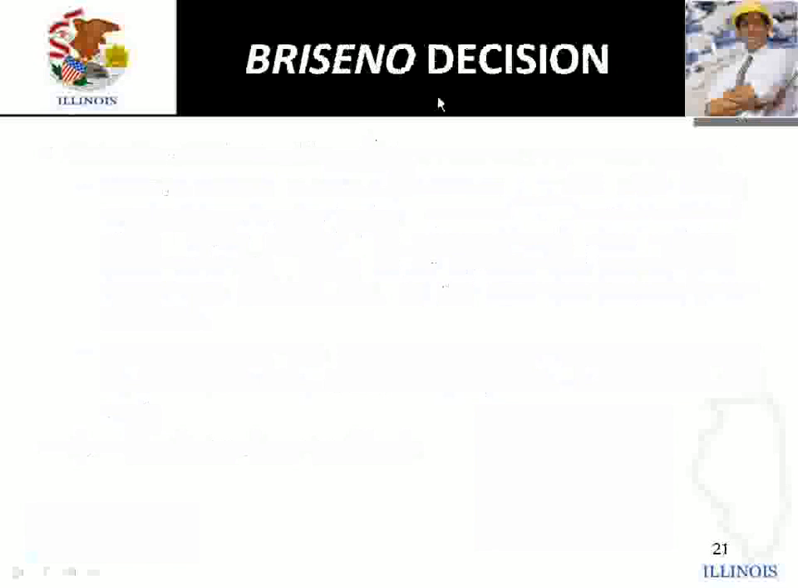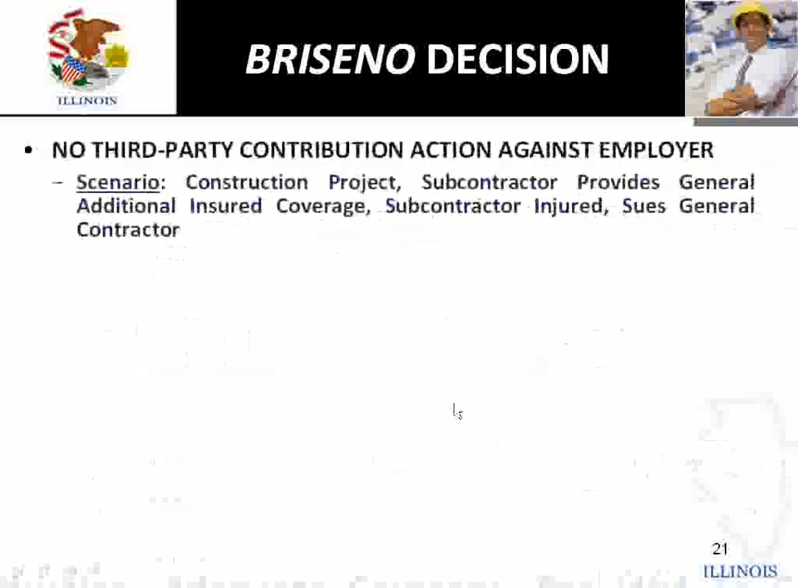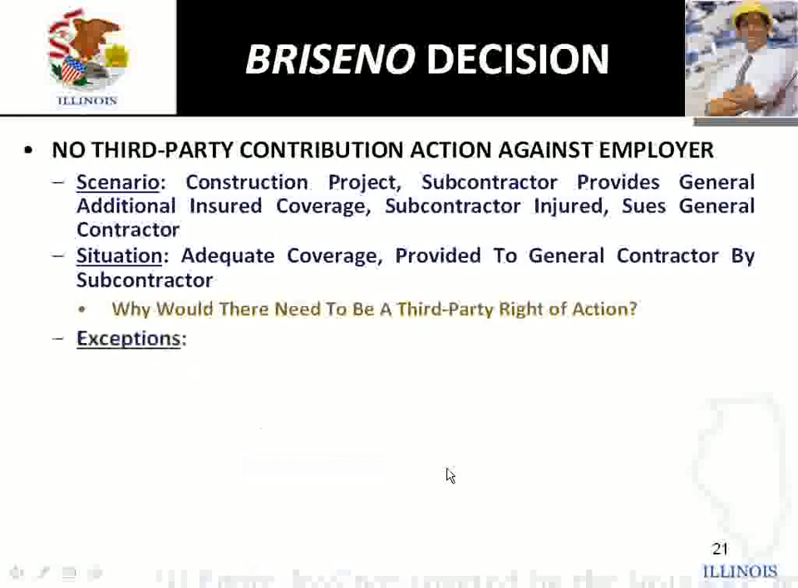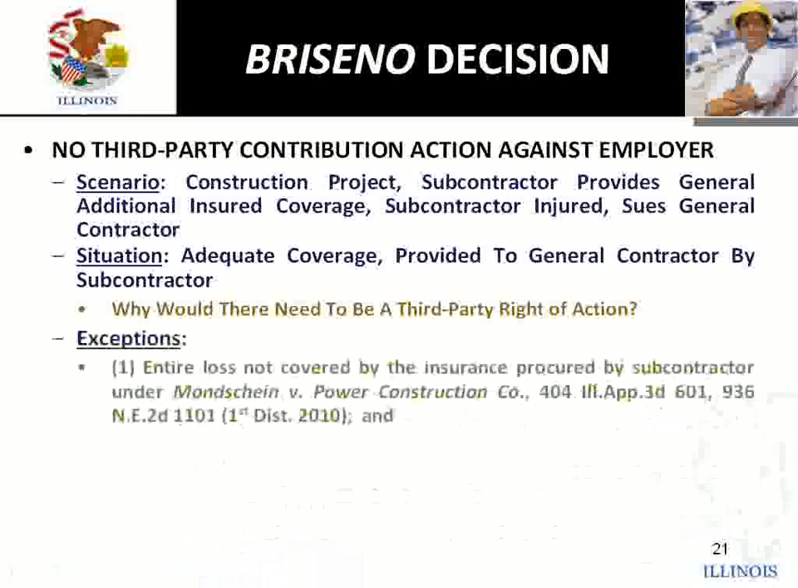Now, we want to move forward from Kotecki a little bit. And we're going to talk a little bit about Brezzino. Brezzino is an interesting case. We're going to talk about an insurance procurement provision. Basically, the subcontractor employer agrees to provide general liability, provides additional insured coverage to the general contractor. And where that insurance is procured, it gets interesting. You're not allowed to bring a cause of action. A general contractor or any other party cannot bring a cause of action against an employer where that employer procured insurance for the general.